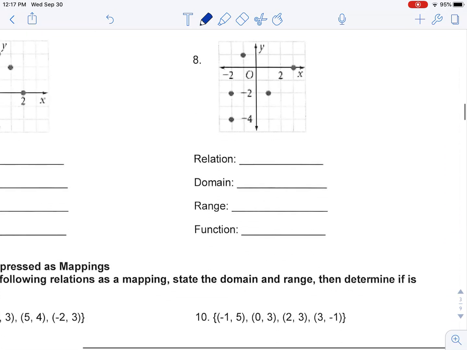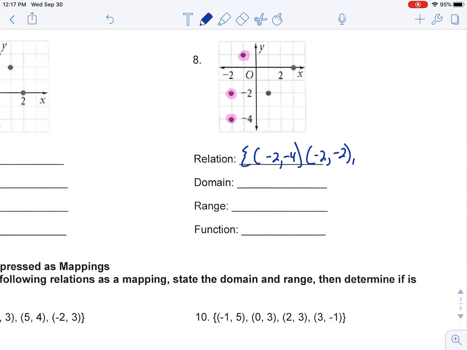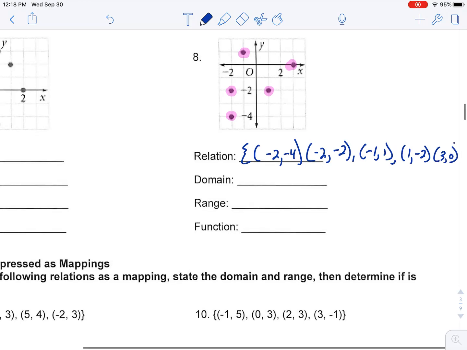All right, let's look at number 8. So the relation. There's 1, 2, 3, 4, 5 points. So let's see. Let's do this point first. That is -2, -4. Then we'll do that point next, -2, -2. This point is -1, 1. That point is 1, -2. And the final point there is 3, 0. Parenthesis, running out of room, squeeze in a bracket, put a comma, and we'll call that good enough.